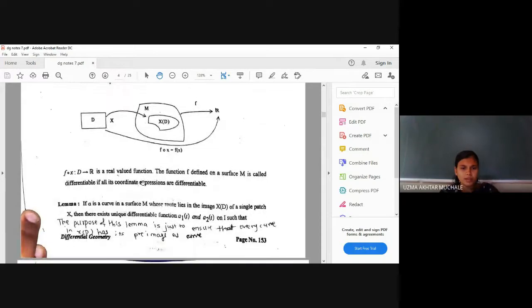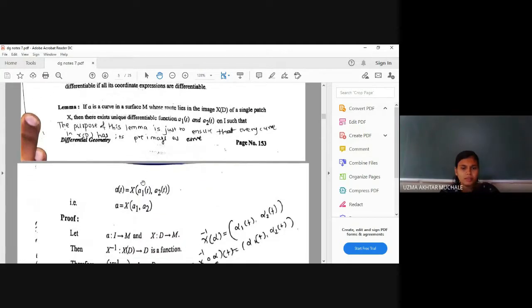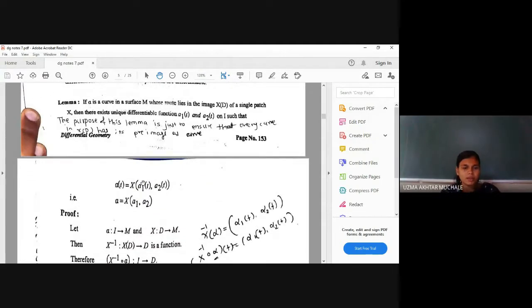Then f is a real valued function, and for f of x you now have to find the composition function. I have shown you how to find the composition function and what its domain and codomain will be. After that, we were discussing the lemma.